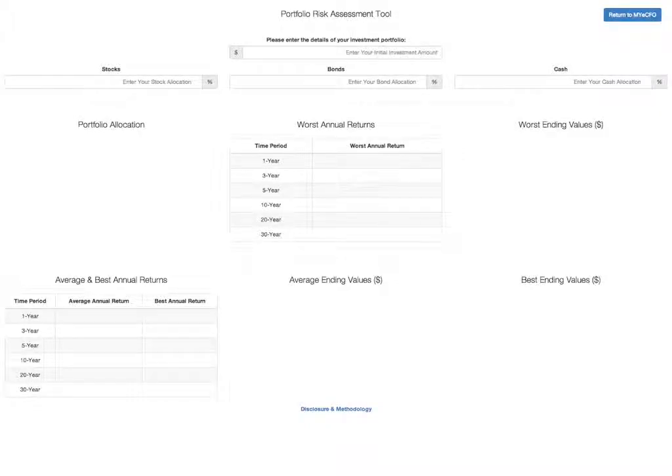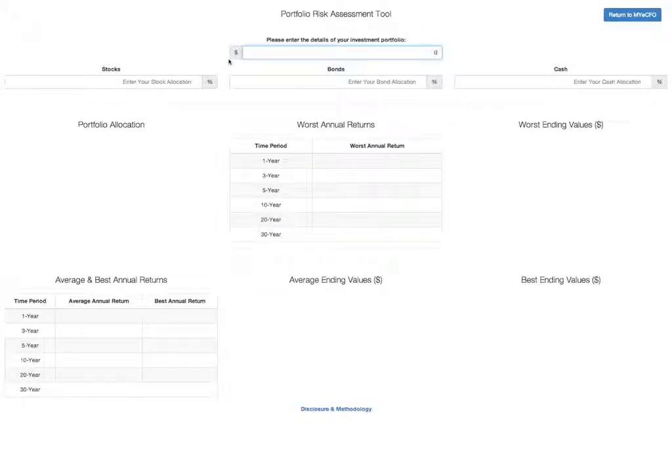In this tutorial, I'm going to demonstrate MyeCFO's portfolio risk assessment tool, which you can access by going to any browser and typing in allocation.myecfo.com.